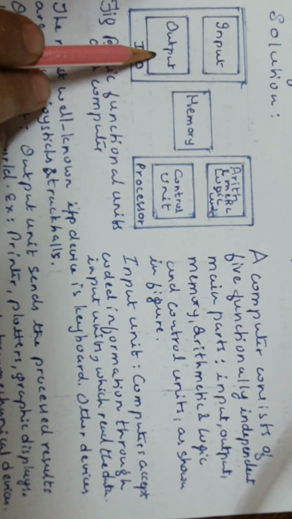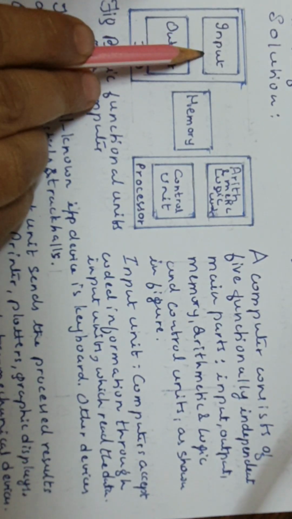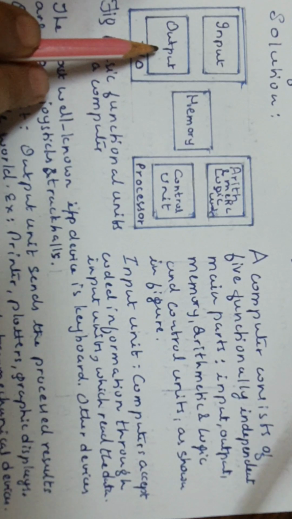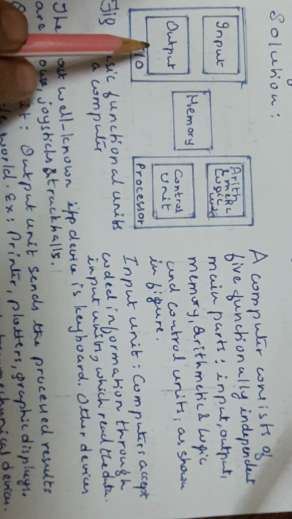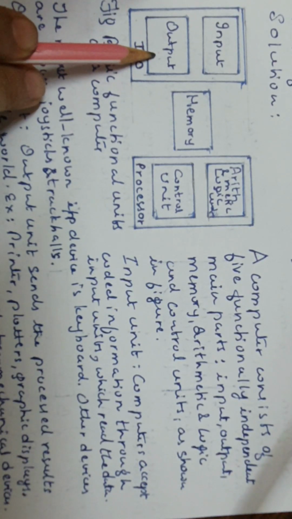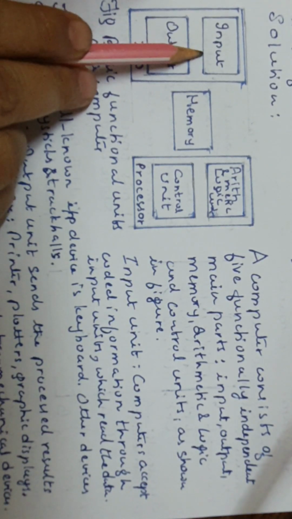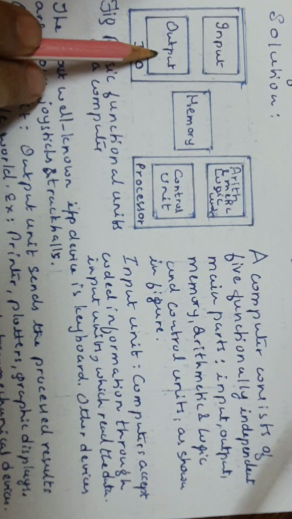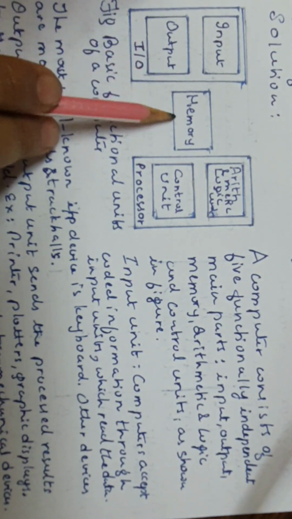Input and output devices are both electromechanical devices. Input is used to give data and instructions to the computer, and when it processes and gives results, output devices are used to present those results in a user-understandable manner. Here keyboard, mouse, joysticks, and trackball are examples of input devices. Printer, plotter, and display devices are examples of output devices.